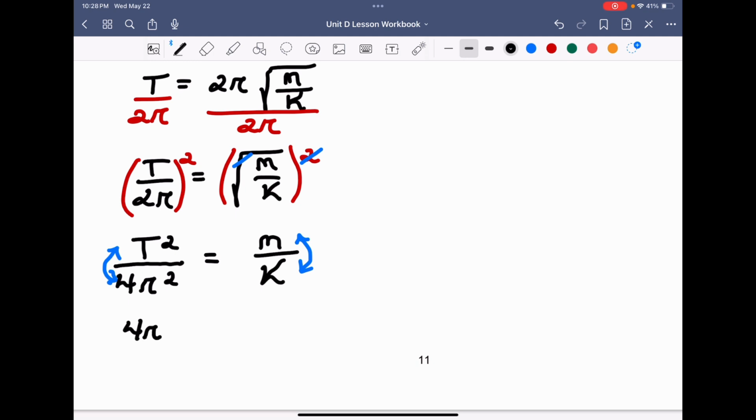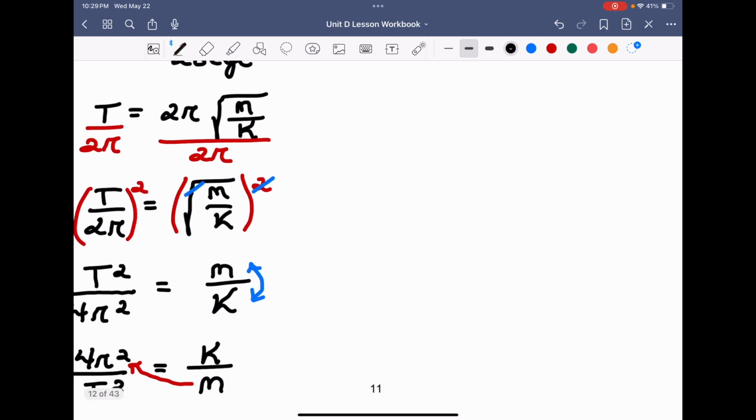This is 4 pi squared divided by t squared, which is equal to the spring constant divided by mass. Now, this is really good because look, we have the spring constant in the numerator by doing that simple technique. All I have to do now is multiply up the mass. So this is going to give me an equation of the following. I'm going to get the spring constant is equal to 4 pi squared, which is just a constant, times mass divided by t squared. Now let's plug in all the values.